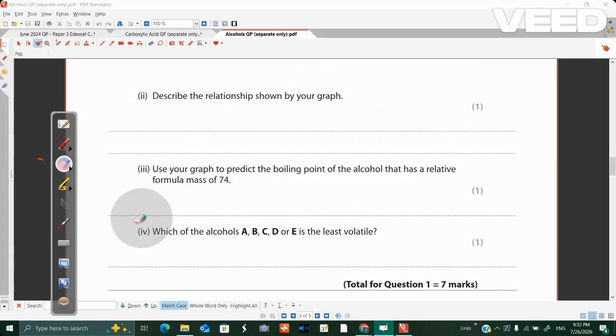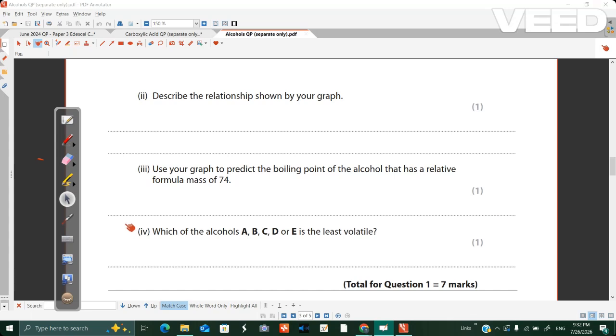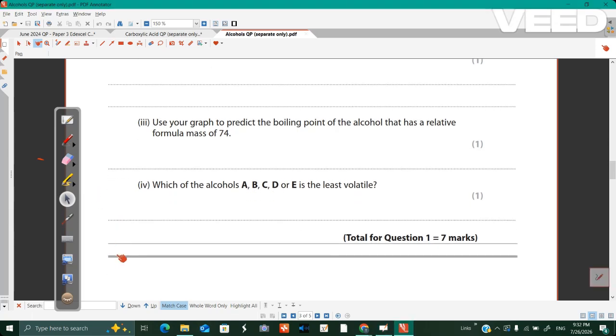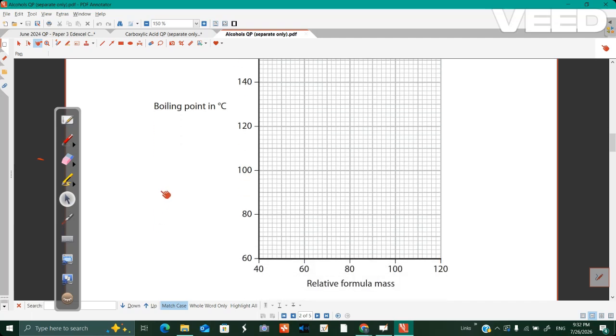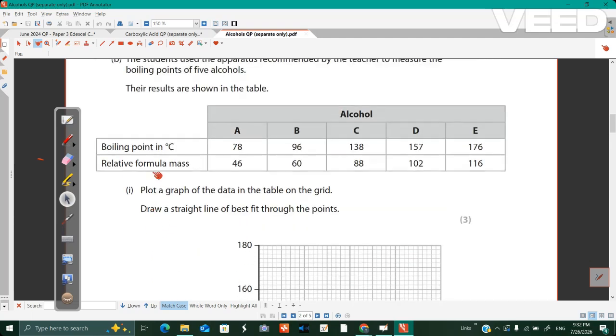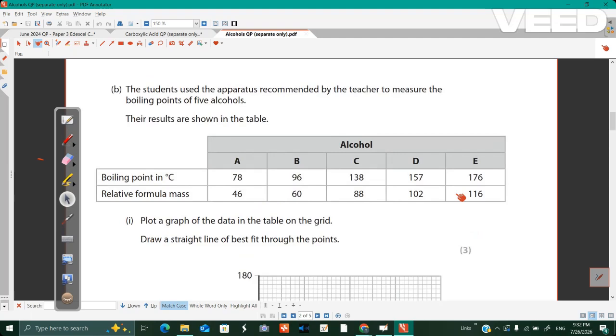So the boiling point is unknown, but you know the relative atomic mass. From the relative atomic mass, you can find the boiling point of the unknown compound. Okay. Which of the alcohols A, B, C, D, E is the least volatile? Least volatile means one having the highest boiling point, right? So as per the data, which one? Higher boiling point means least volatile. A, B, C, D, E, right?